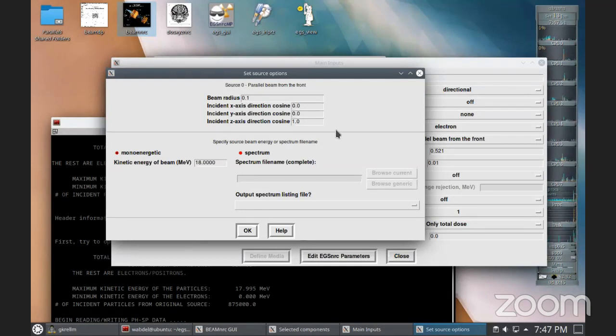Actually, the electrons are at this energy or that energy, because our model is not 100% matching the design of the linear accelerator. You don't know what the target composition is. You don't know how the flattening filter actually is, unless you take it out from the linear accelerator. A lot of this information is actually hidden from us.